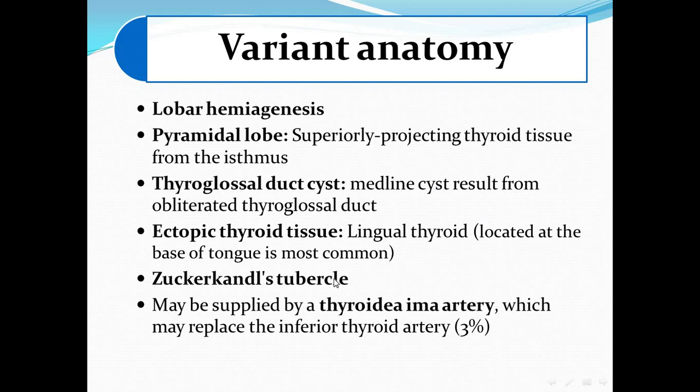Zuckerkandl's tubercle, we'll talk about this variation shortly. Then, in some population, the thyroid gland is supplied by a thyroidea ima artery, which is the artery originating proximal to the inferior thyroid artery.